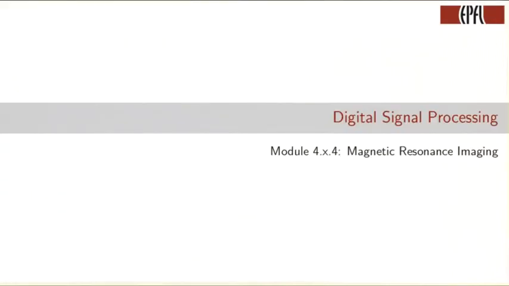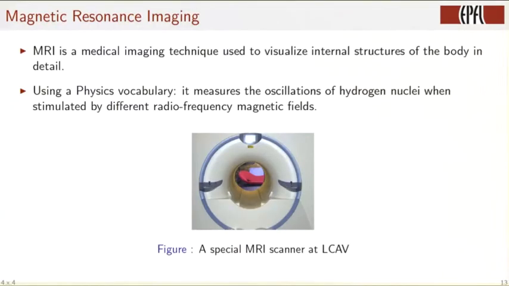The fourth example comes from medical imaging, namely a method called magnetic resonance imaging. So MRI is an imaging technique to see the interior of the body. The method in physics vocabulary is that you can excite hydrogen nuclei with a magnetic field, and then you can change the magnetic field, and then the oscillations will be picked up by some sensors outside. We give here a funny picture of a scanner. This is actually not the real scanner, as you may guess, but you can recognize the emblematic red couch from our laboratory.